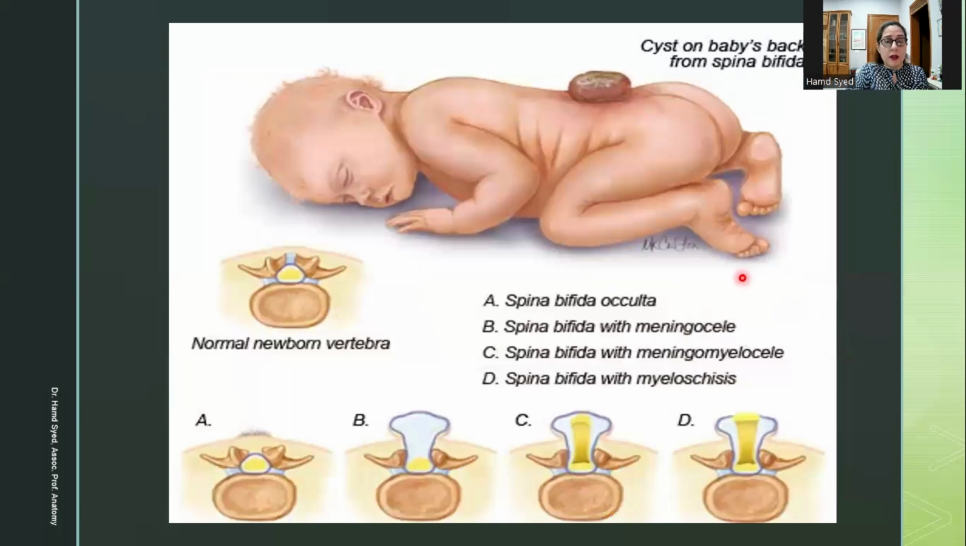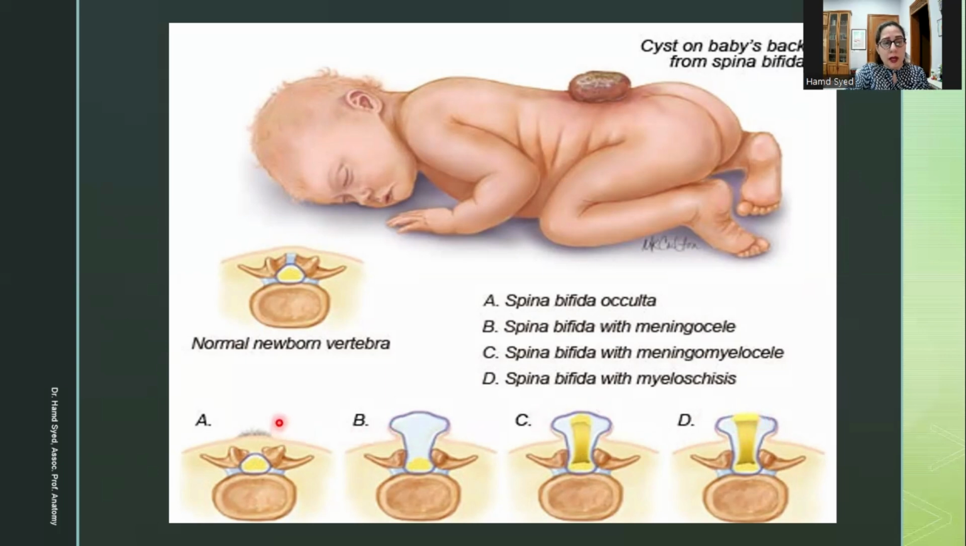Then again, these are the types of spina bifida. Here you can see the baby with the cyst on the lumbosacral region. And as I told you, if the cyst contains only the meninges, it is spina bifida with meningocele. If it has neural tissue, it is spina bifida with myelomeningocele. And in D, you can see these are the cross sections through the spina bifida, and in the last one, D, the neural tissue is completely exposed on the surface, and this is the most severe form, which is known as myeloschisis or rachischisis.